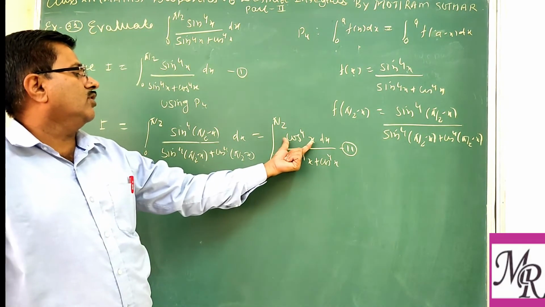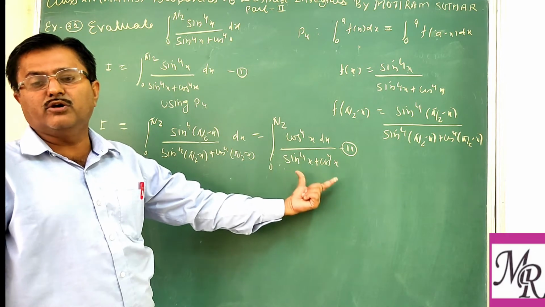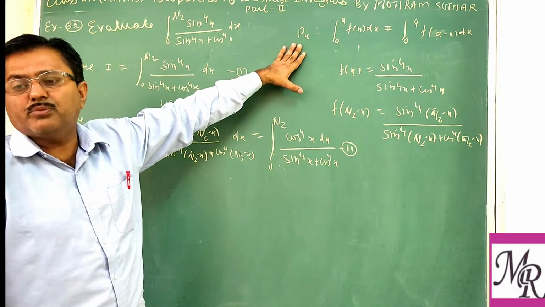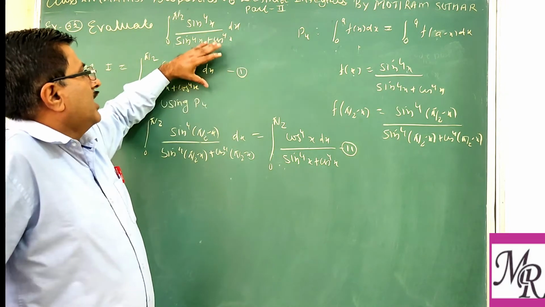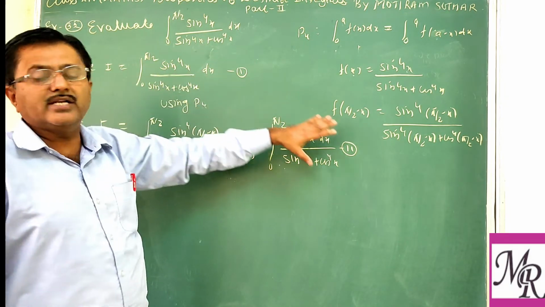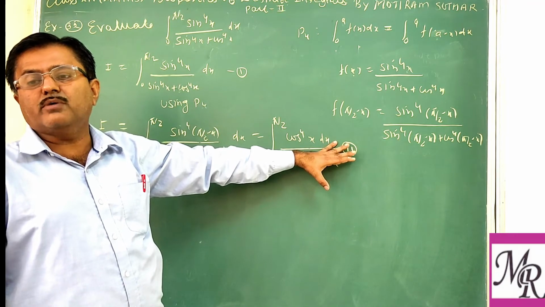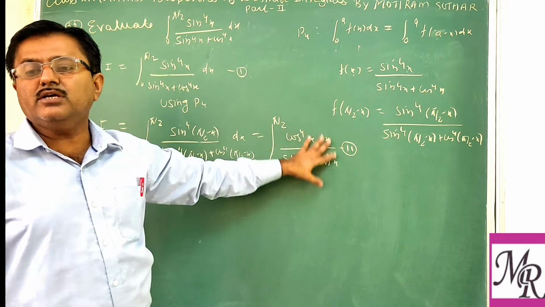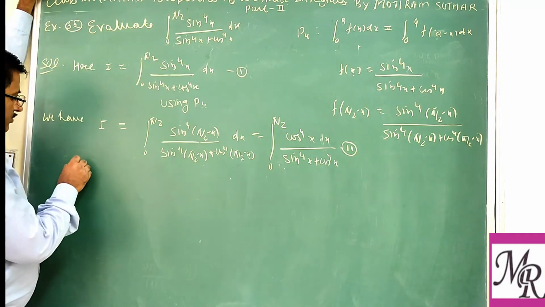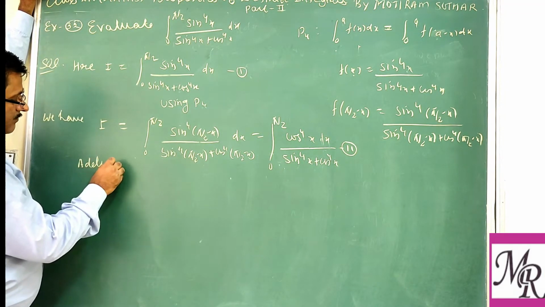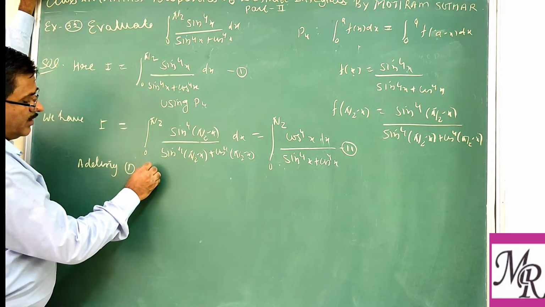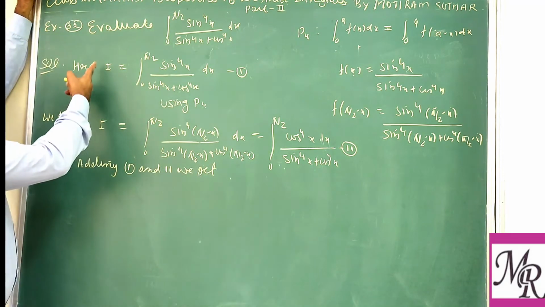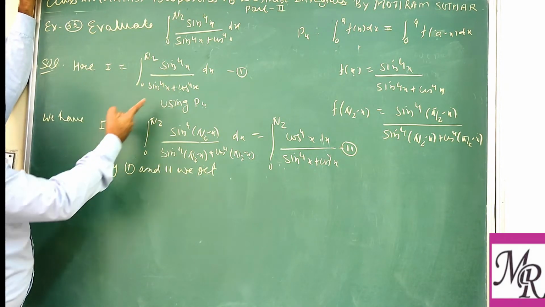Now what we get here: only numerator is cos power 4x, denominator is the same as in 1 and 2. So whenever you are using P4, always write equation 1 which is given, and second, after using the property P4, add both. So it can be easily solved. So adding 1 and 2, we get, now left side add with left and right side add the right.